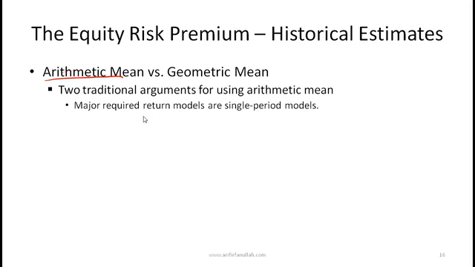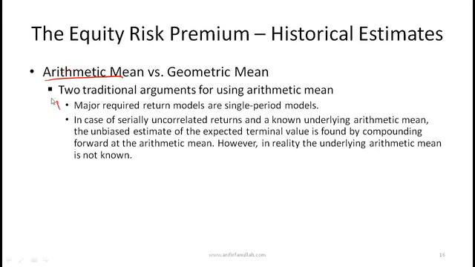So the two traditional arguments for the arithmetic mean, firstly, and here again I won't try to understand this too deep, as long as you just read these slides a few times and get a general idea, that's good enough. There is some statistical stuff underneath this which we don't really need to master. But there are two traditional arguments for using the arithmetic mean. One is that most major models are single period models, and if you are doing single period models, then use the arithmetic mean. And this one that most people will have trouble understanding, but just read it a few times.